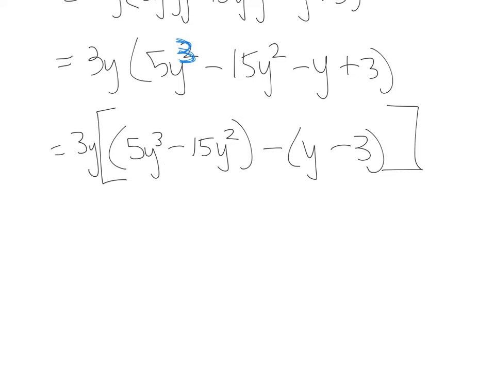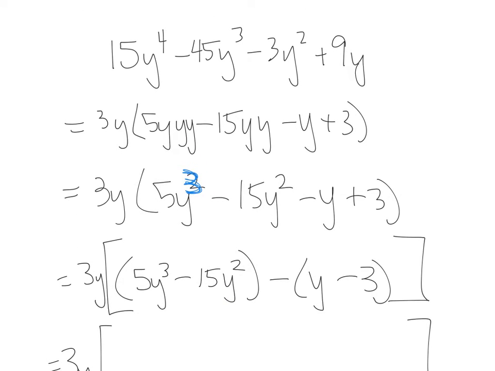Now I've got these 2 terms, and this is why it's called factor by grouping, because I took these 4 terms and put them into 2 groups. Now I'm going to look at just this section and factor out what they have in common. The 3y and the bracket are still sitting there. What do these 2 terms have in common? They have a 5y squared in common.